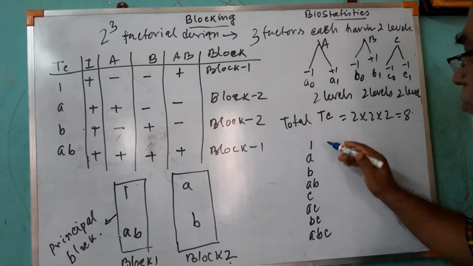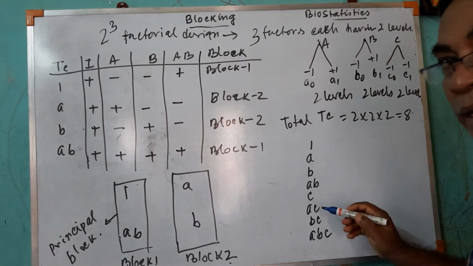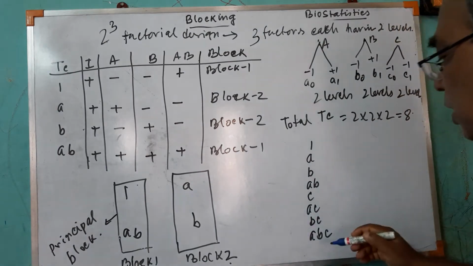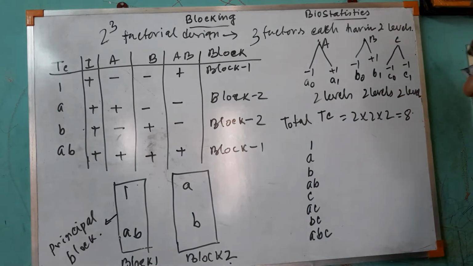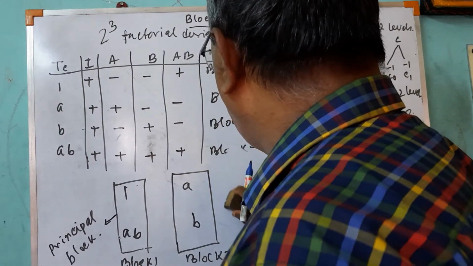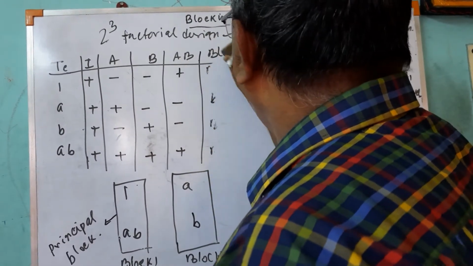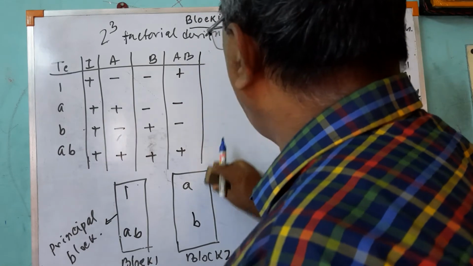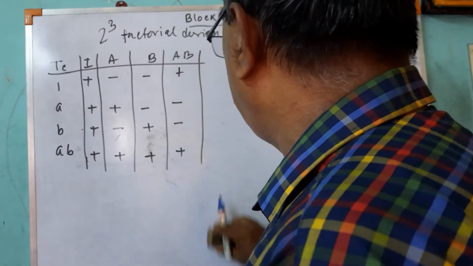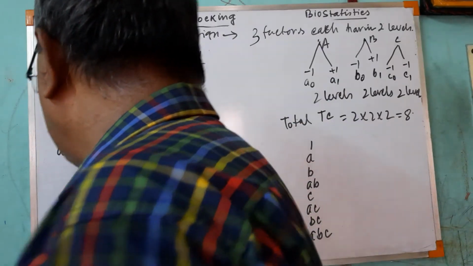So now we have to arrange these 8 treatment combinations into two blocks. So how? Just follow me. Now I am assigning these 8 treatment combinations into two blocks.